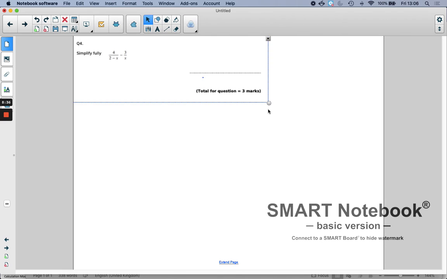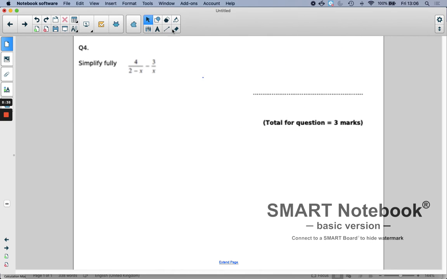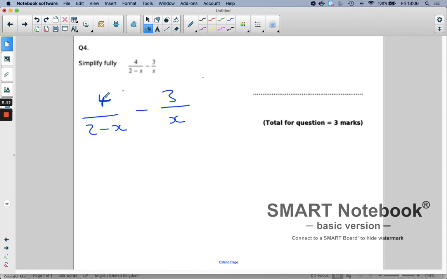This question, similar to the work we've been doing this week on algebraic fractions, says simplify fully 4 over 2 minus x, minus 3 over x. Okay. Now, anything with fractions needs the denominators to be the same.